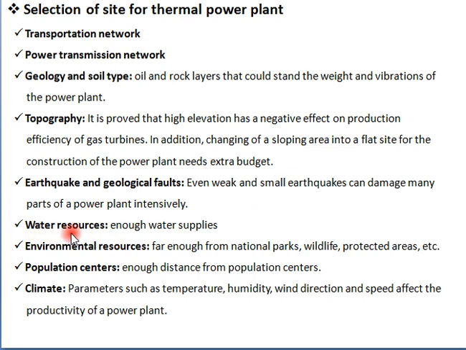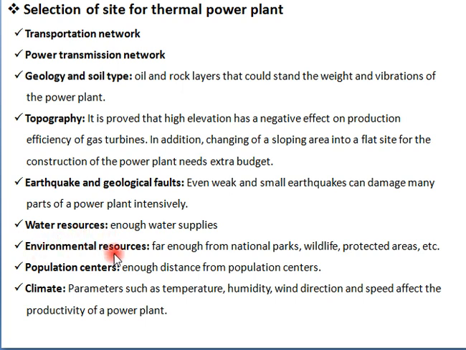Then after that, we can say water resources. We know that a thermal power plant requires continuous water. So your plant should be located near the bank of a river or sea, so we can easily extract the water from it and run our plant. Water should be sufficiently available; it is a must.